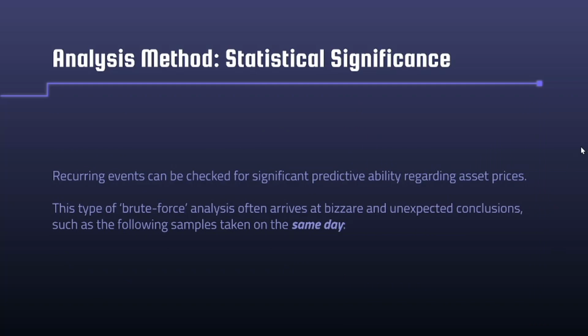Another analysis method, the statistical significance. Recurring events can be checked for significant predictability regarding asset prices. This type of brute force analysis often arrives at bizarre and unexpected conclusions, such as the following samples taken on the same day.